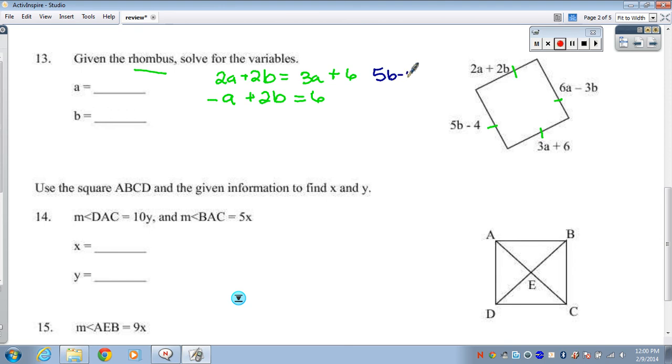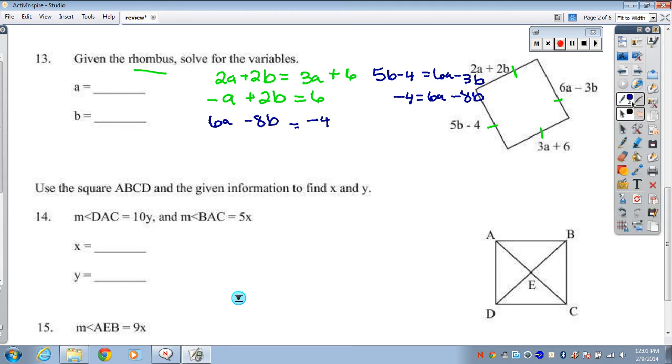I'm going to write my second equation. 5b minus 4 equals 6a minus 3b. So I'm going to get all my a's and b's together like I did here. I'm going to subtract 5b from both sides, and that's going to give me negative 4 equals 6a minus 8b. So I'm going to line those up. Negative 4 equals 6a minus 8b. I am going to use elimination to solve this problem.